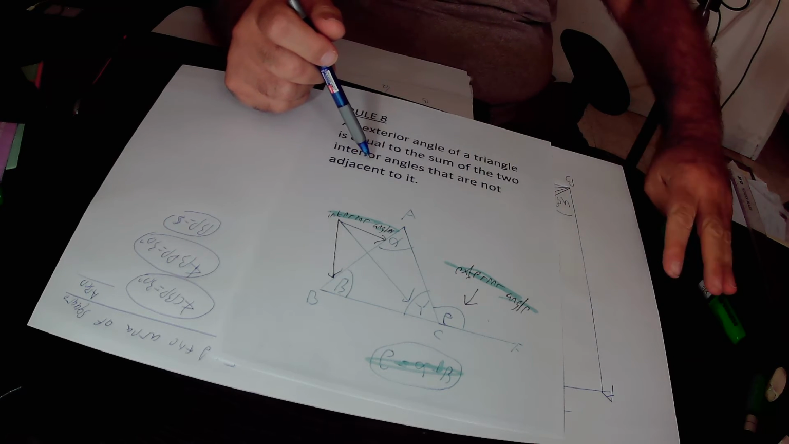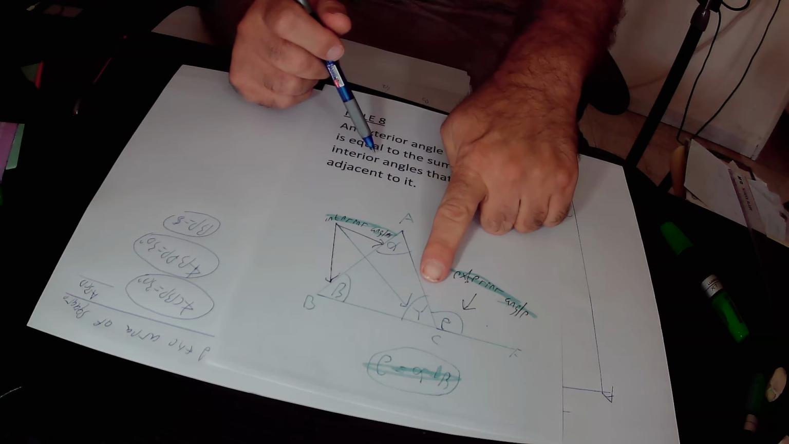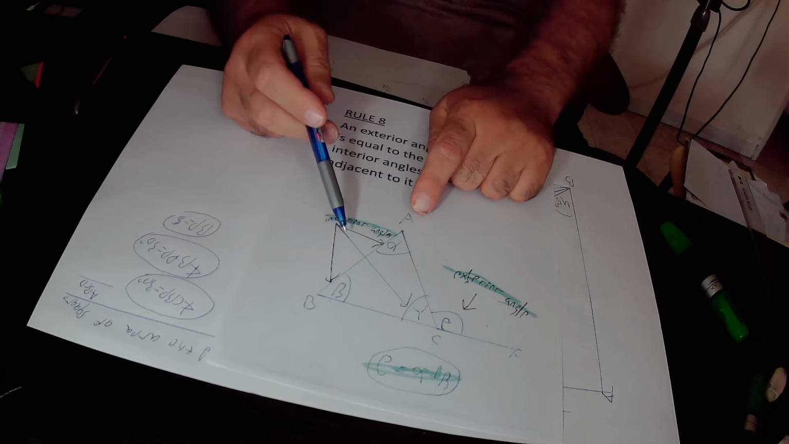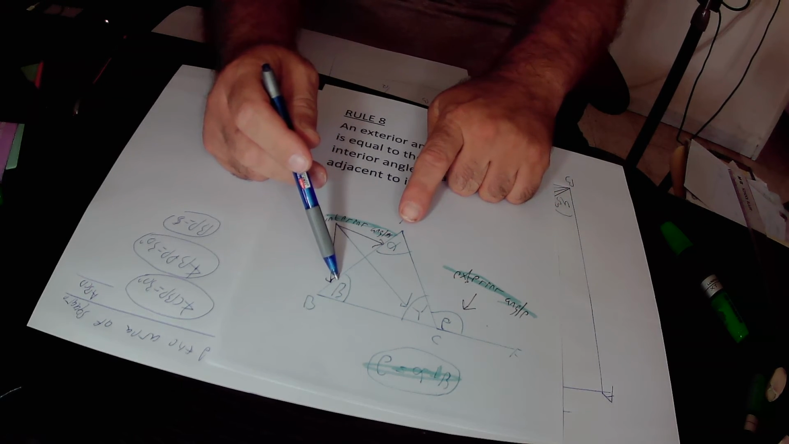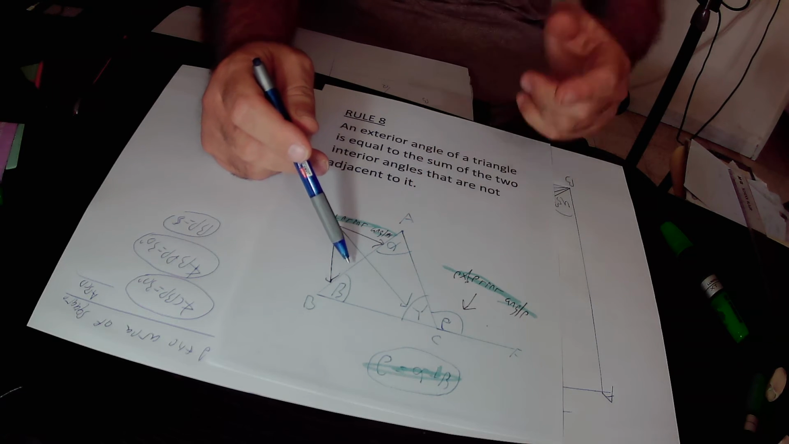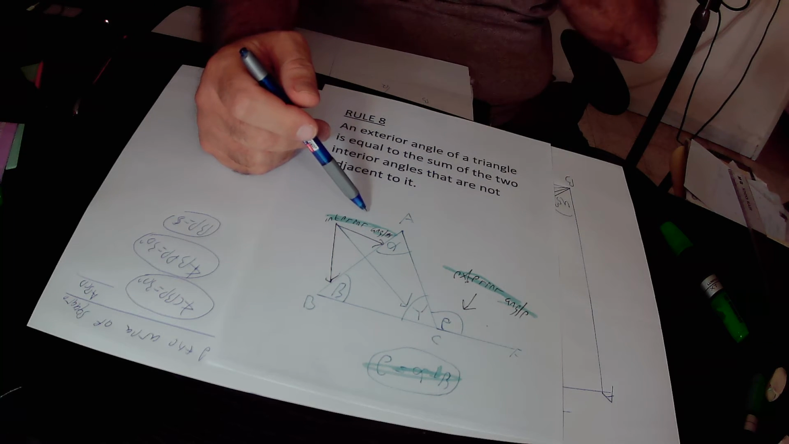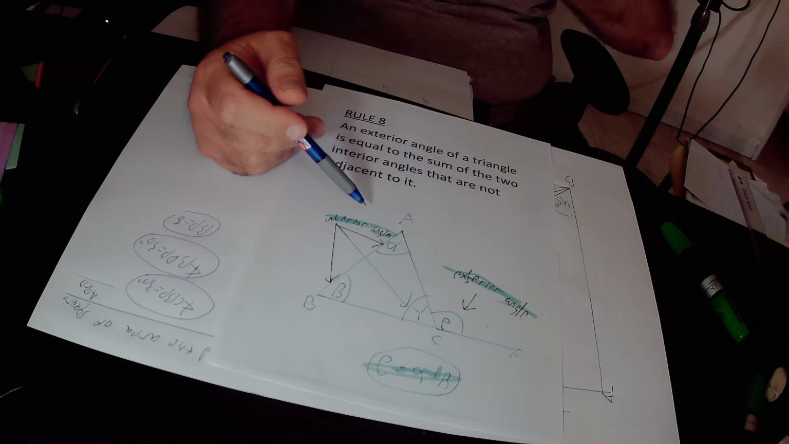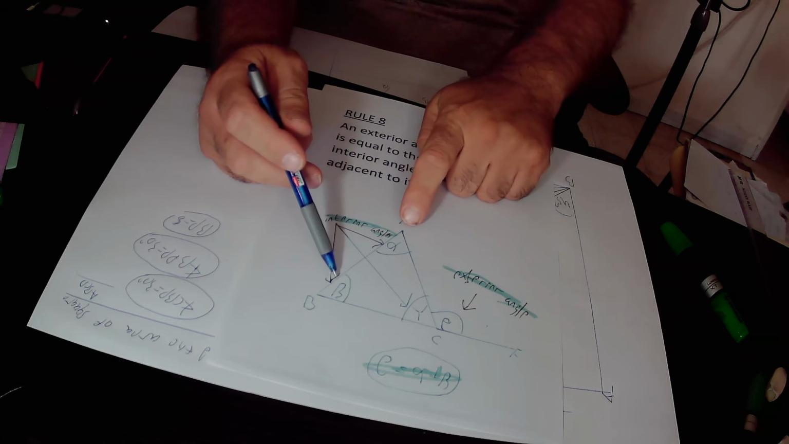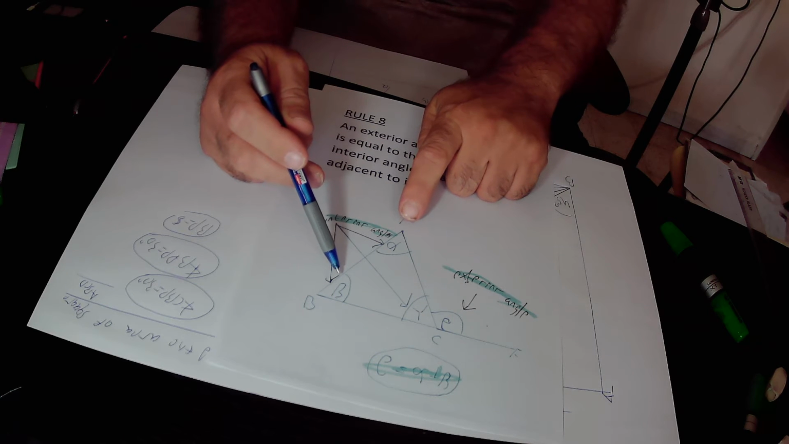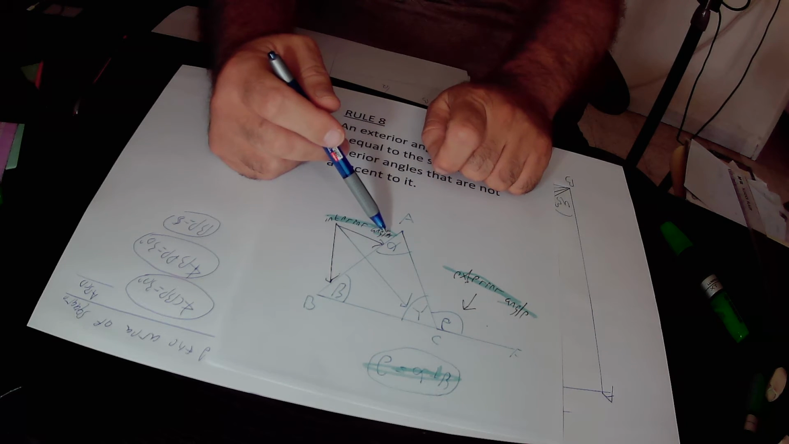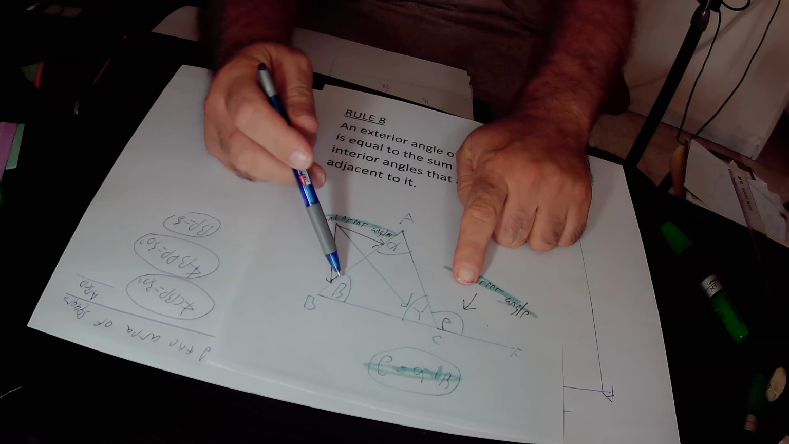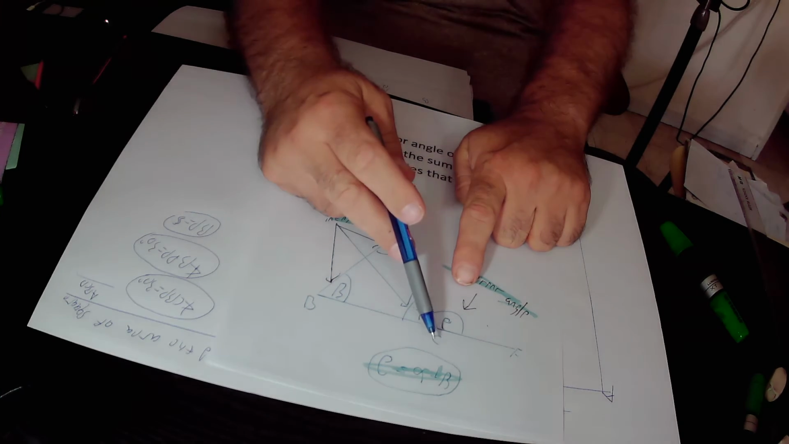of the two angles that are not adjacent to it. This is angle gamma that is definitely adjacent to angle E. The two other angles that are not adjacent to it are those two angles alpha and beta. So according to this rule 8, the size of this angle E must be equal to the sum of the two angles that are not adjacent to it, and the sum of those two angles is equal to alpha plus beta. So the angle E is equal to alpha plus beta.